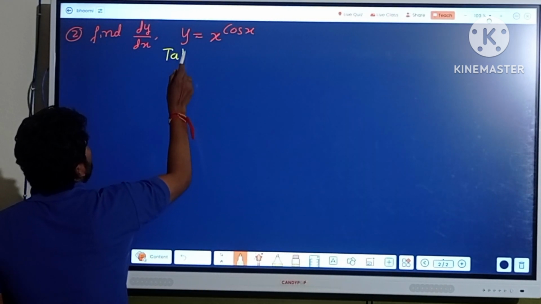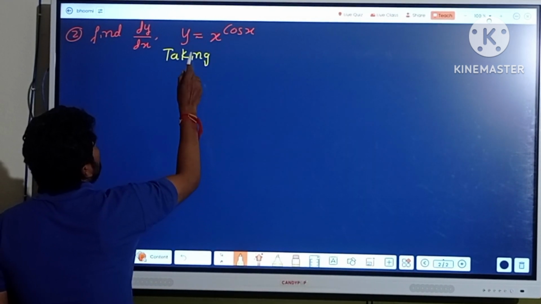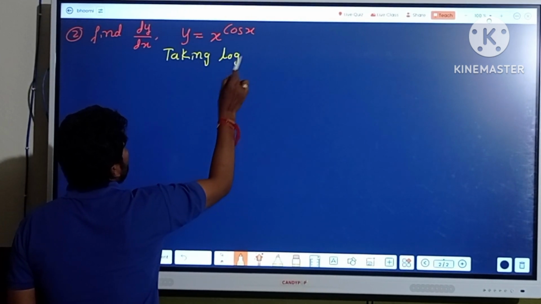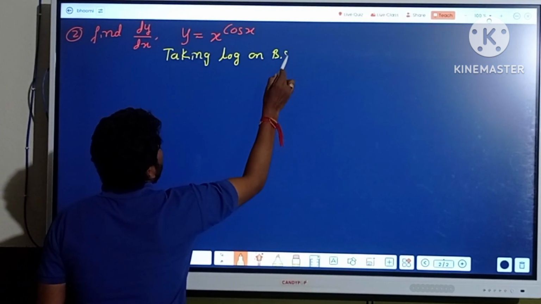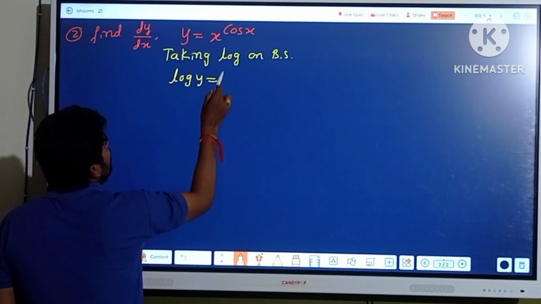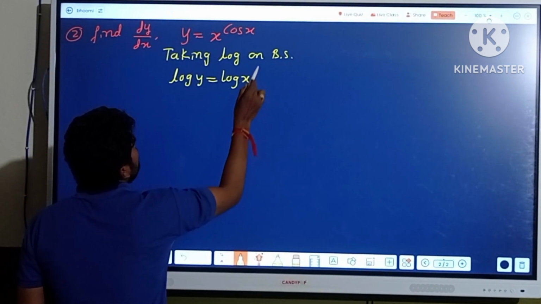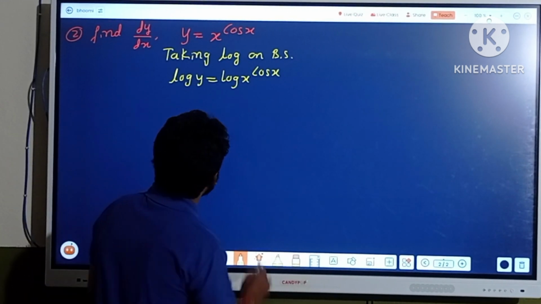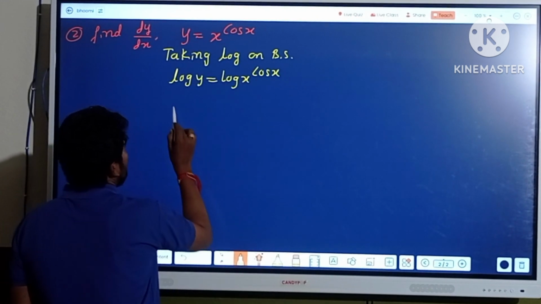What is the first step? The first step is taking log on both sides. Therefore log y equals what? Log of x power cos x. Again by using the property of log, log m power n.